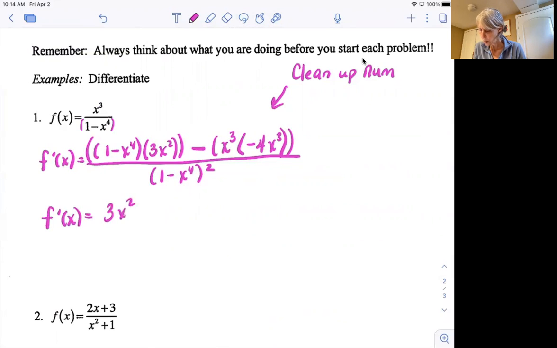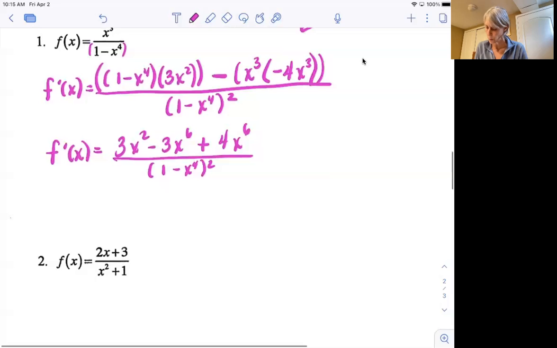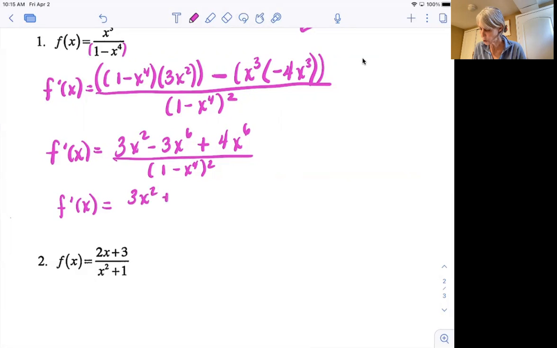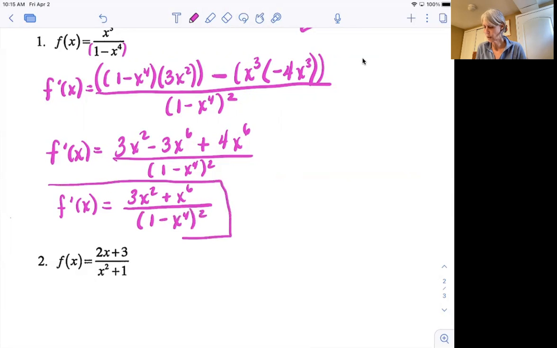Three x squared minus 3x to the 4 plus 2 to the 6th power. A negative times a negative is a positive. 4x to the 6th power over 1 minus x to the 4th squared. So f prime of x is going to equal 3x squared, negative 3x to the 6th plus 4x to the 6th is just 1x to the 6th over 1 minus x to the 4th squared. And there's your answer all cleaned up.